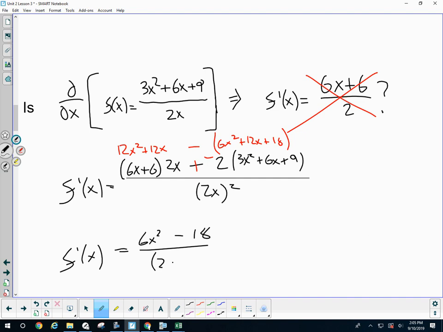over (2x) quantity squared. It's important to know that (2x) quantity squared is not 2x squared. It is 4x squared. It's 2x times 2x. So just little things to be ready for with the quotient rule. Distributing the negative in the numerator, making sure when you square things, you square every term. Also make sure when you square things like a binomial, you're not telling me that (x plus 2) squared is x squared plus 4. That's wrong. It's x plus 2 times x plus 2, which is x squared plus 4x plus 4.